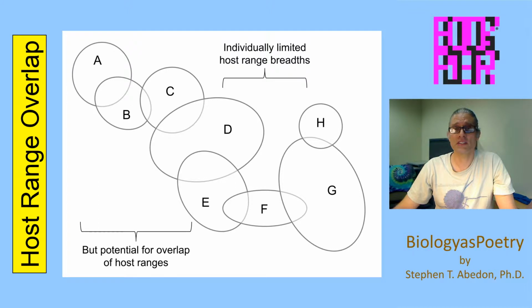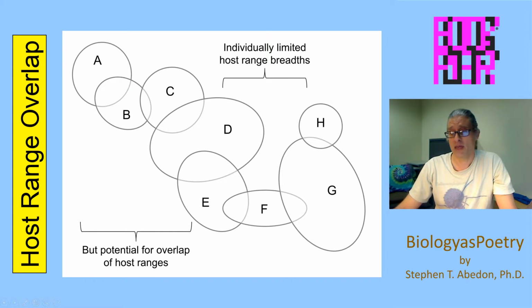When horizontal gene exchange is mediated by infectious agents, such as in the course of transduction or in the course of conjugation, then the ability of DNA to move from one cell to another cell is dependent upon to what extent the host ranges of the infectious agents overlap. And what we're seeing here is just a diagrammatic representation of host ranges.